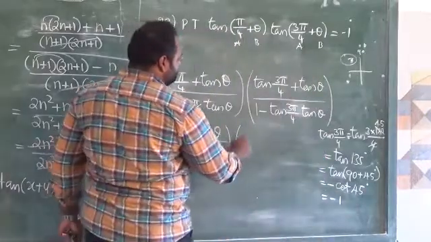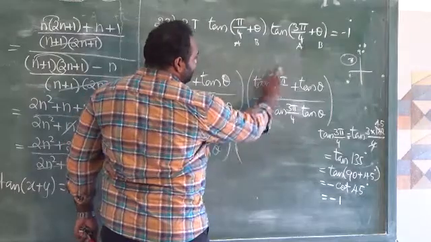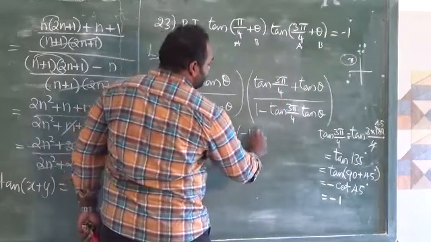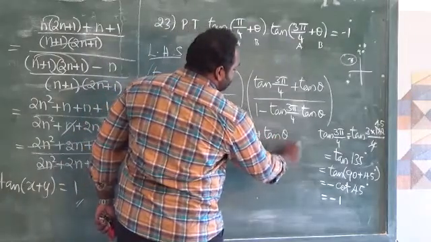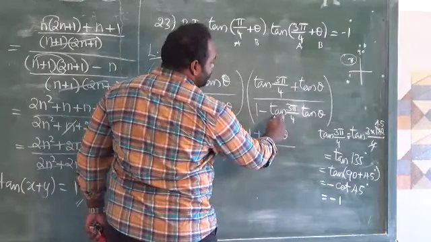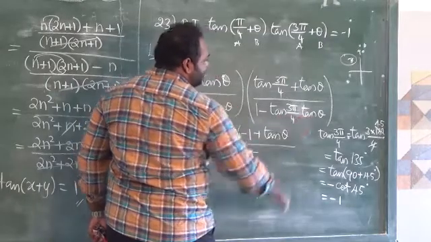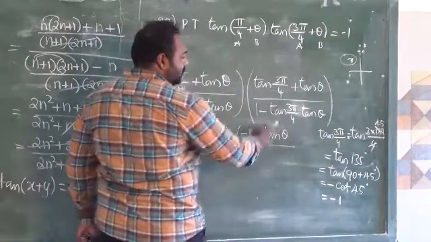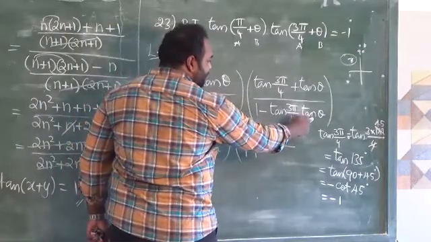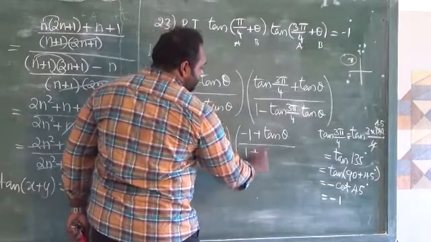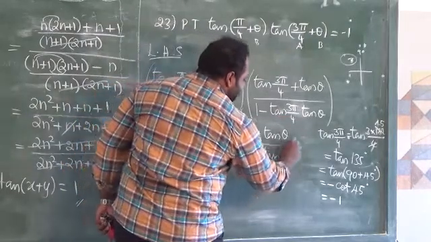So here tan 3 pi by 4 value is minus 1. Minus 1 plus tan theta by 1 minus, here it is minus 1 into tan theta, minus tan theta. Here 1 minus, so it will become plus. So minus 1 into tan theta, minus tan theta, minus into minus, plus tan theta.